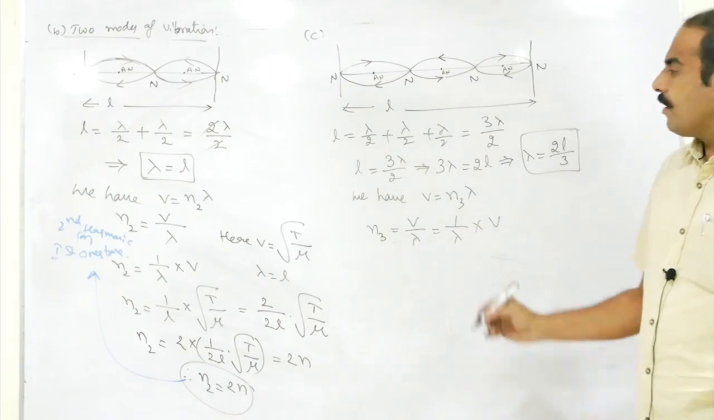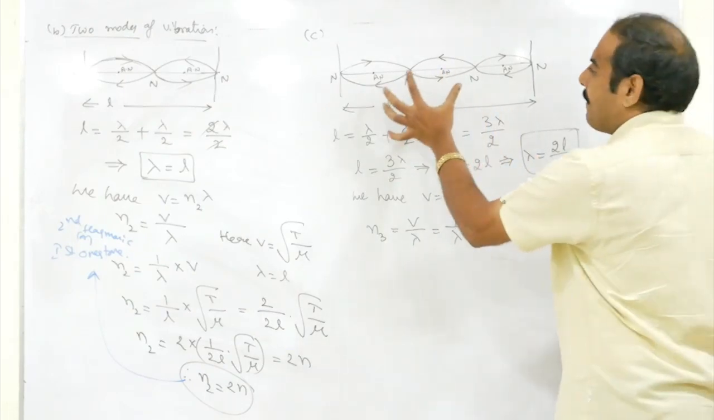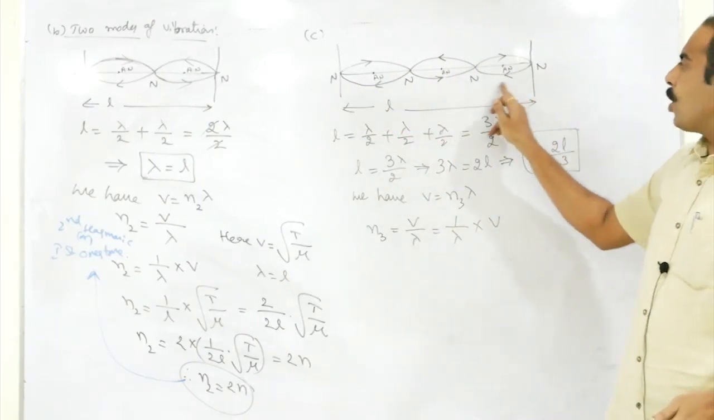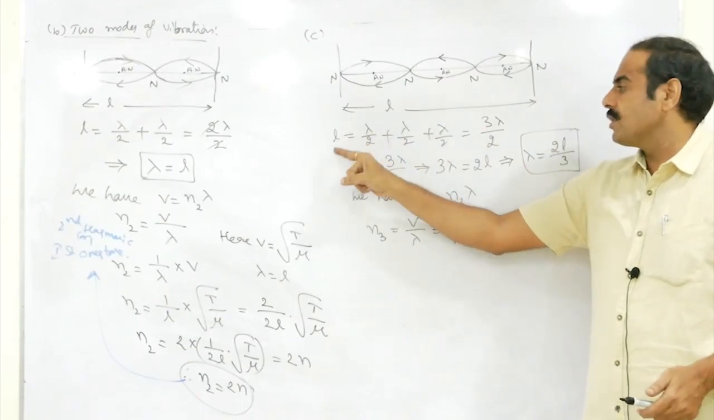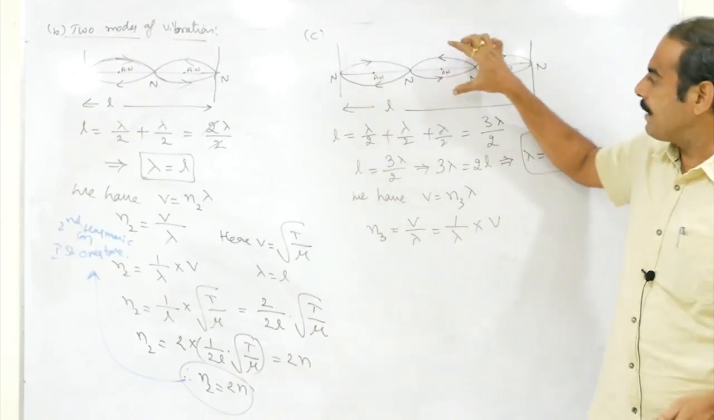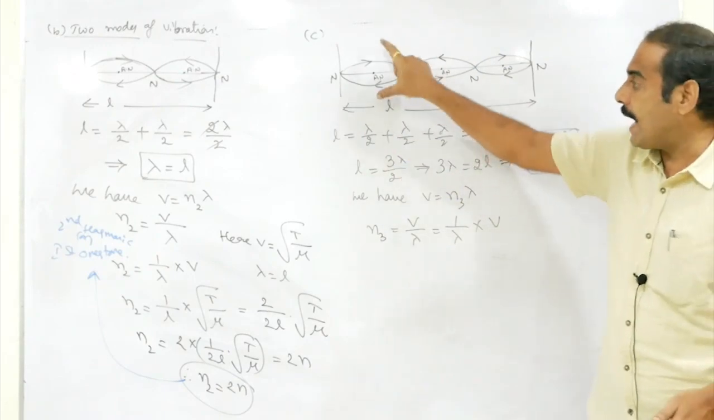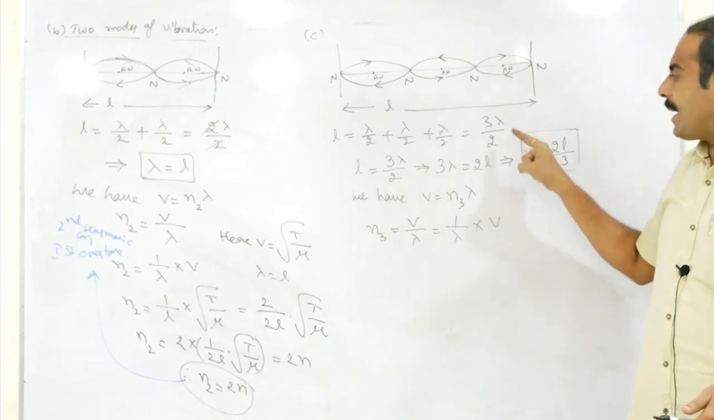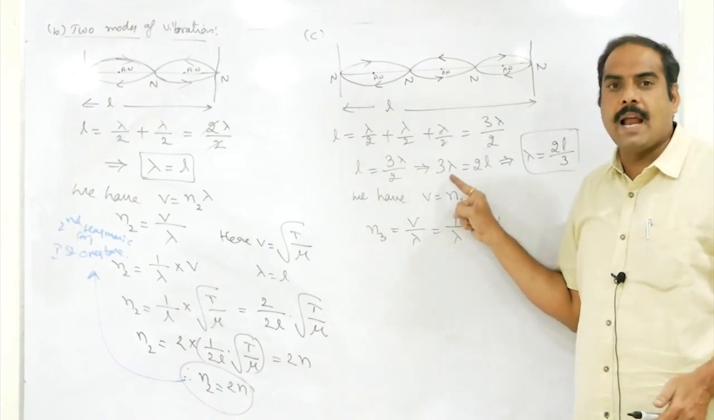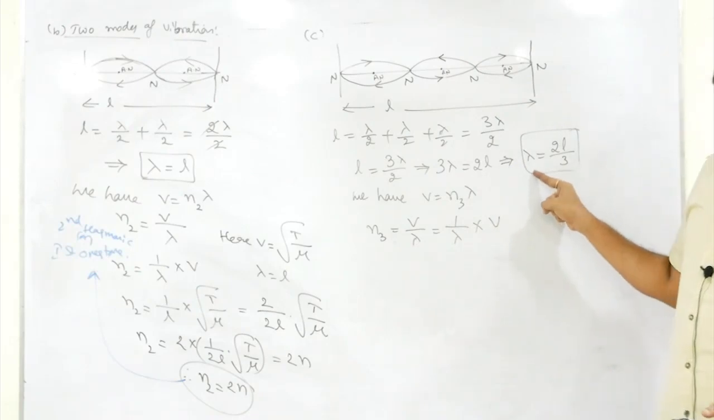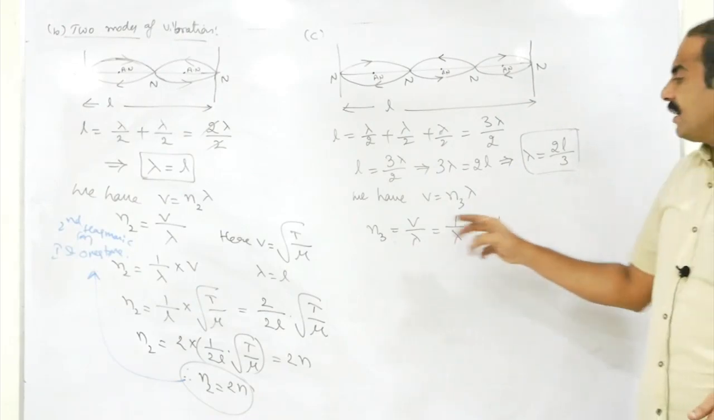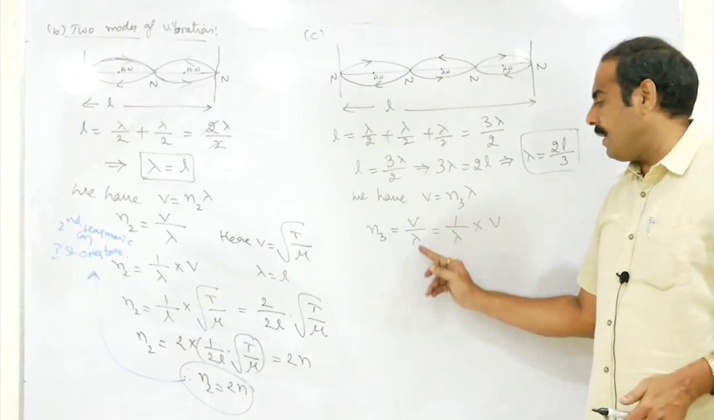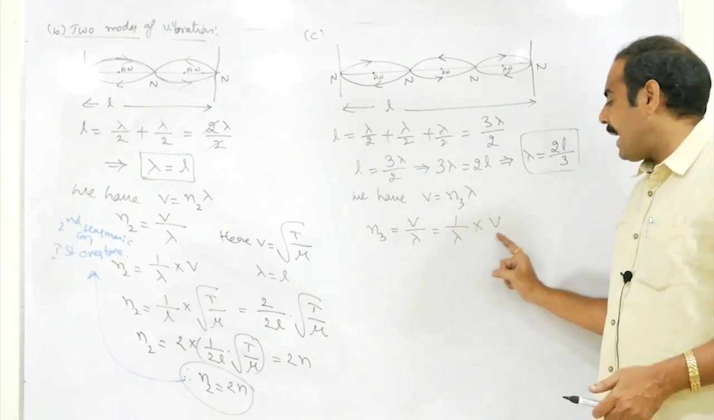Once again I am repeating. When the string vibrates with 3 modes or 3 segments, it produces 4 nodes and 3 antinodes. So what is the length of the string? Sorry, lambda by 2 plus lambda by 2 plus lambda by 2. So L is equal to 3 lambda by 2. Now cross multiply: 3 lambda is equal to 2L. Therefore lambda is equal to 2L by 3. Now use V is equal to n into lambda. Therefore n3 is equal to V by lambda. You can write this as 1 by lambda into V.